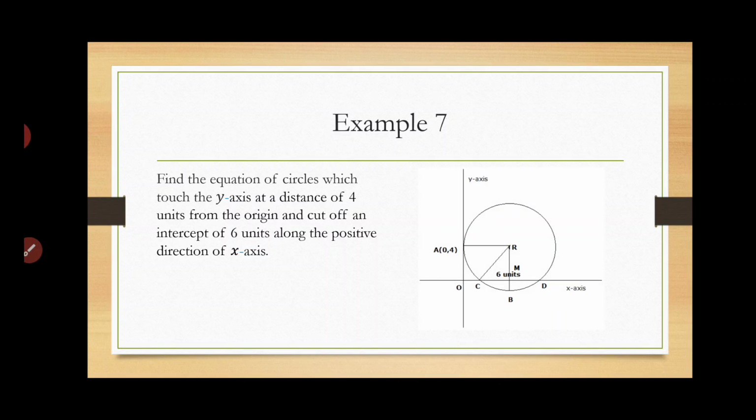You could have considered it negative and you would have got just a different answer. The different answer will be just a negative in the value of y. That will be the only difference. Now CD is the intercept, which is given to be 6 units, right?